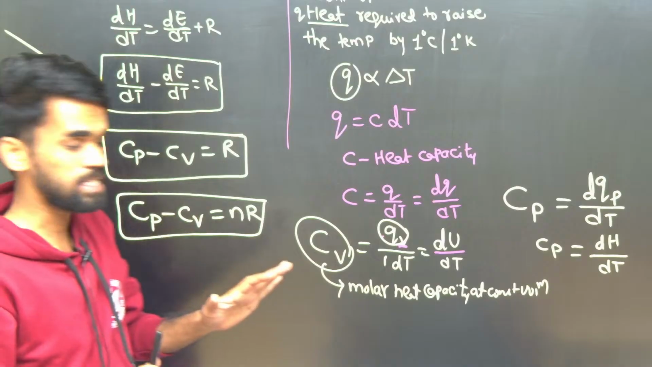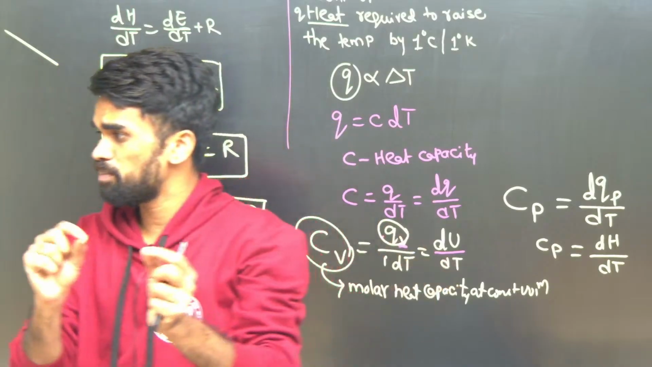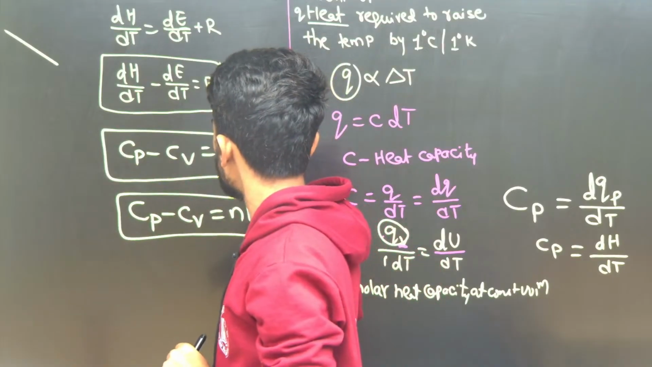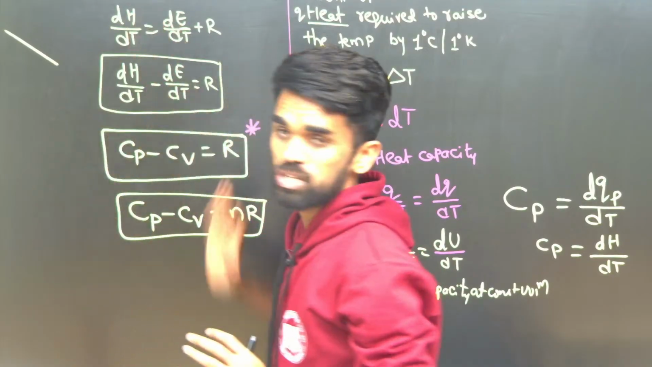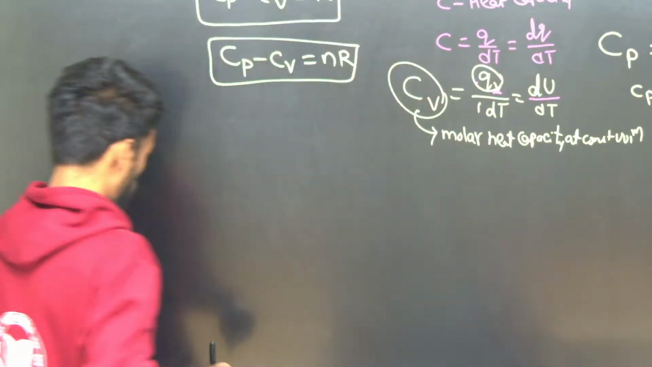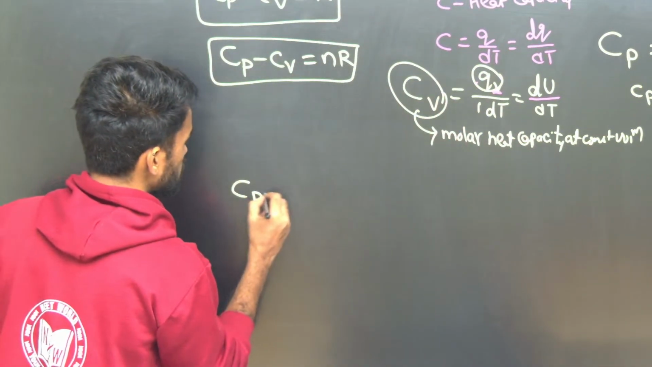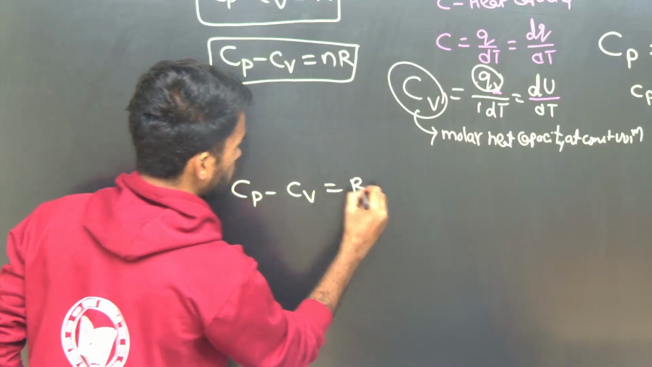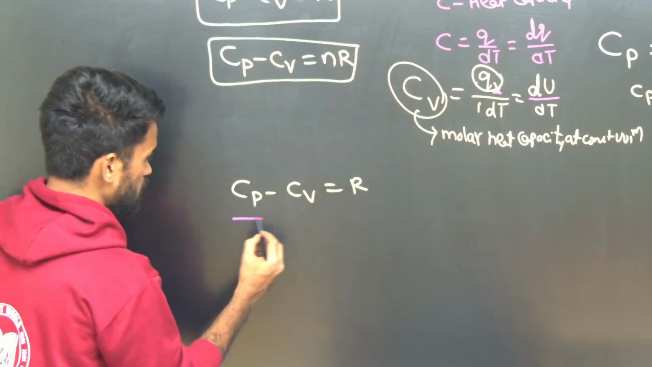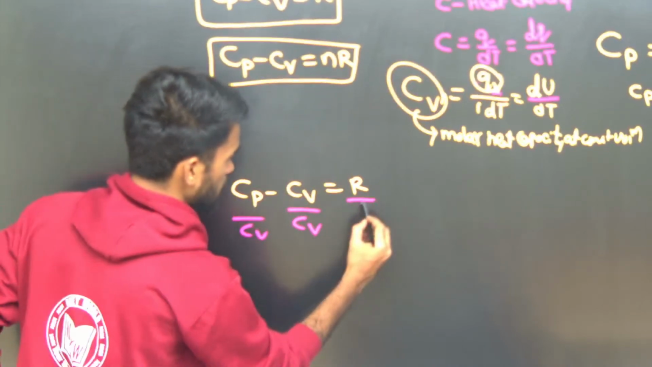Hope this is clear. The final conclusion is Cp minus Cv equals R, which you should remember from this derivation. Now from this derivation, we got Cp minus Cv equals R. So now I am dividing this equation by Cv, so Cv by Cv is 1.